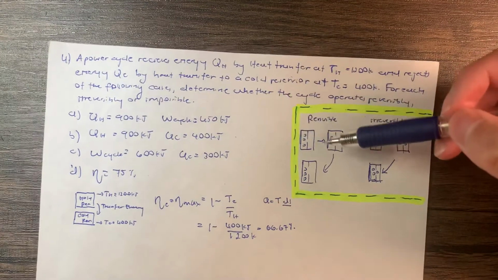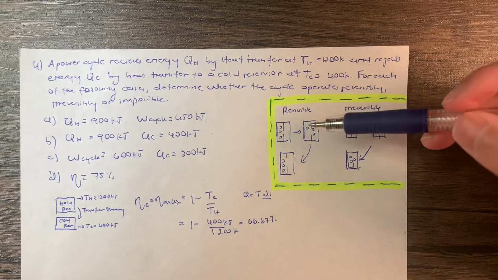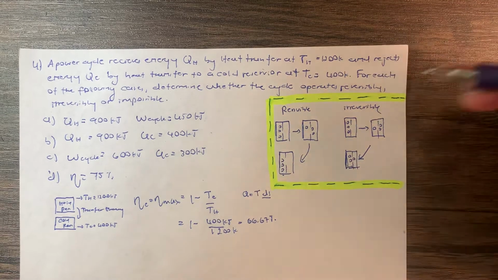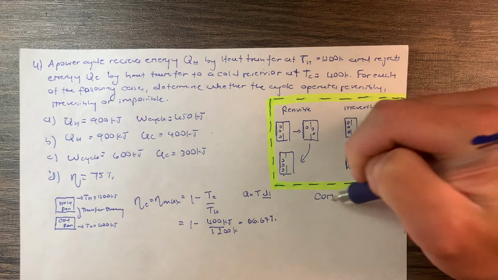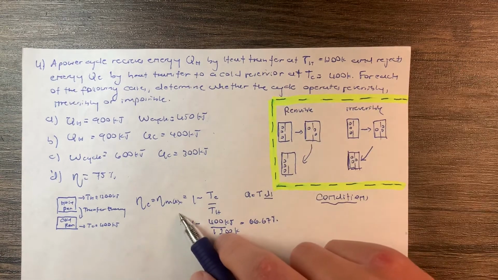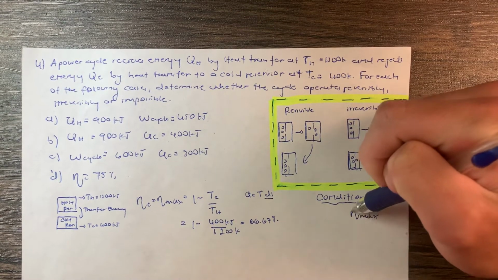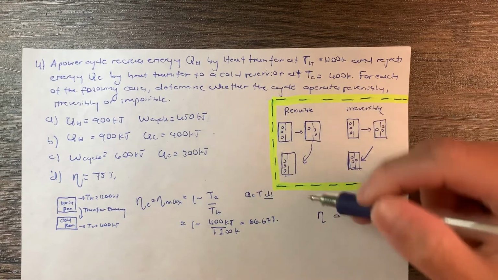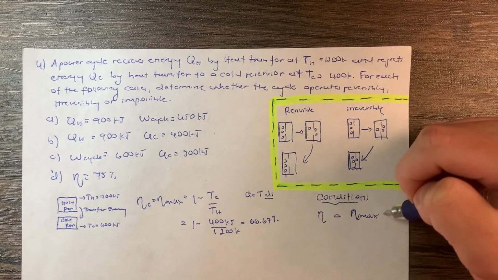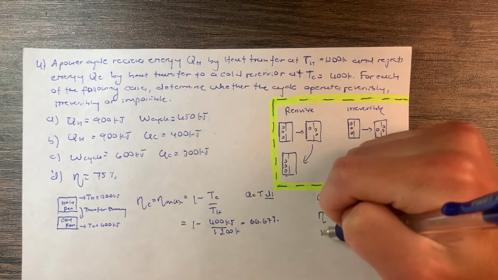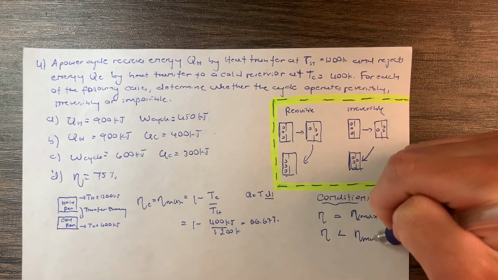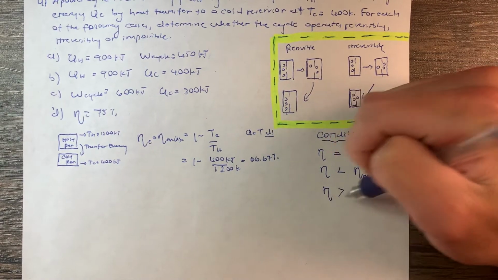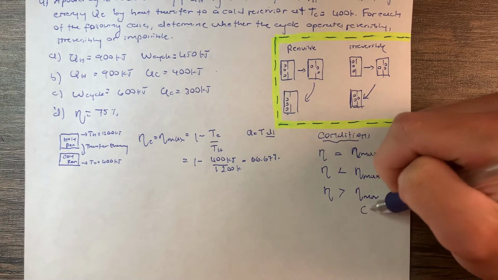In order to solve this problem, we need to set some conditions. For a reversible system, what you start off with is equal to what you finish with. So if the efficiency for each case is equal to the maximum efficiency, which is 66.67%, then we consider it reversible. If it's less than the maximum efficiency, we say that it's irreversible. And if the efficiency is greater than the maximum efficiency, obviously that's impossible, because you can't have that.